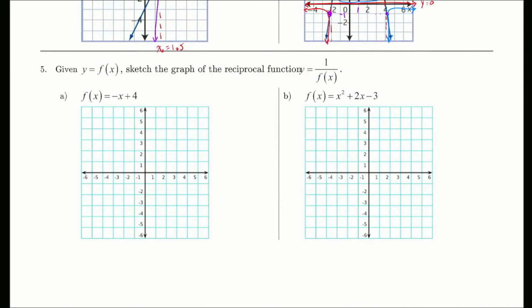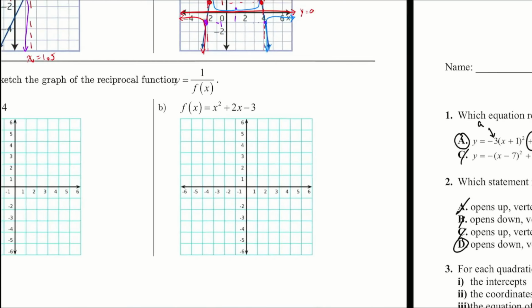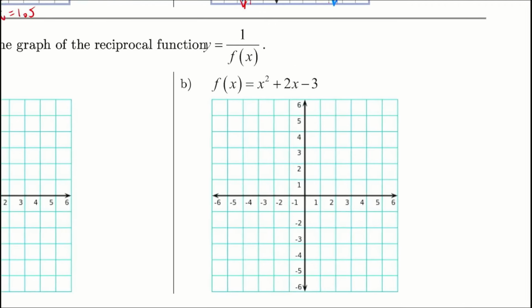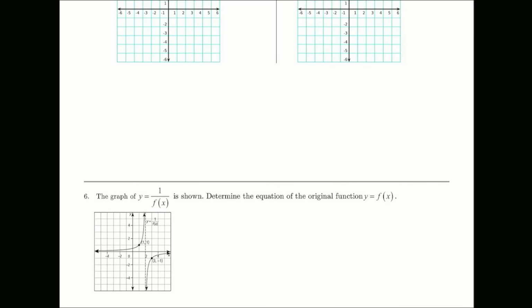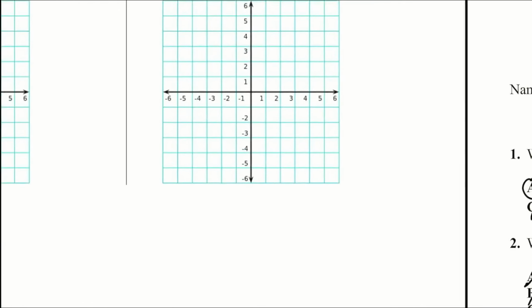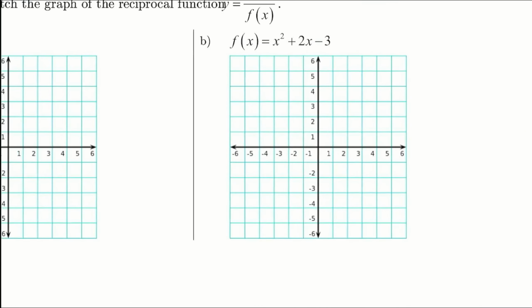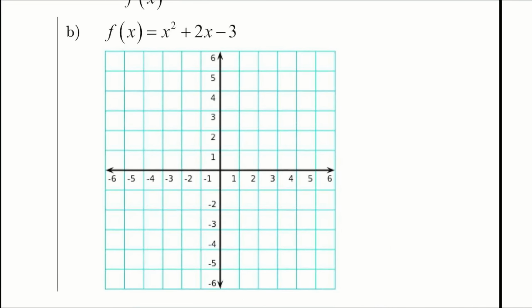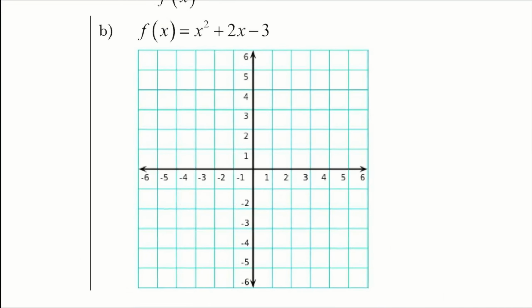So now we're asked to sketch the reciprocal function from scratch. So how do we do this now? Okay. One way we can do this is we have to draw out our original equation. So we had x squared plus 2x minus 3. So we have to draw this out like we would normally.